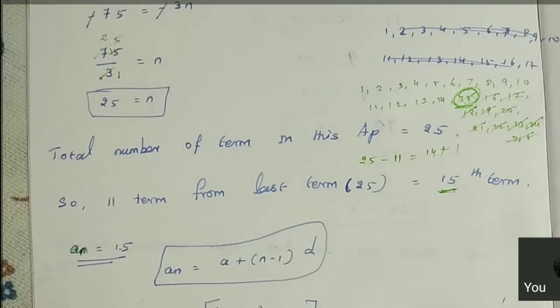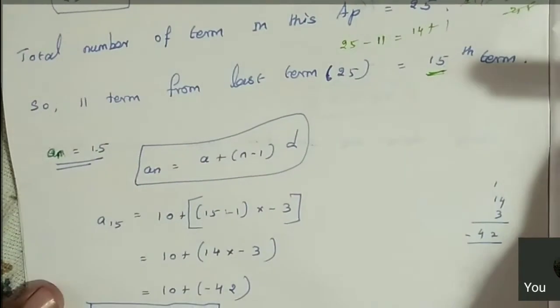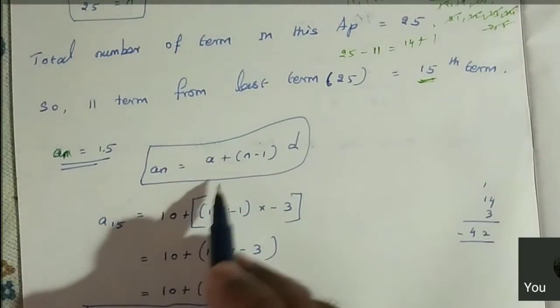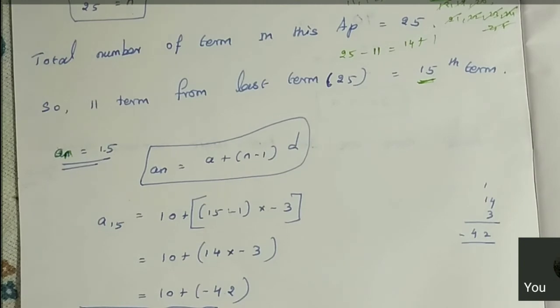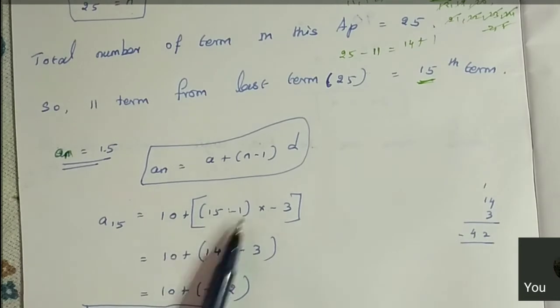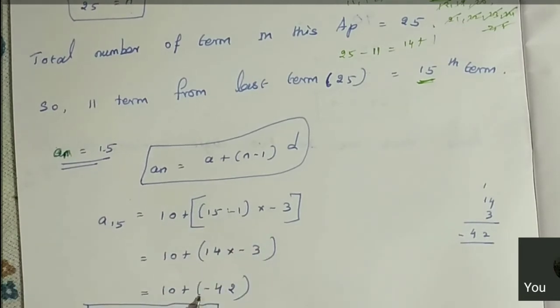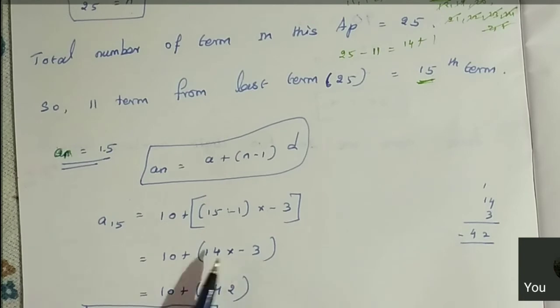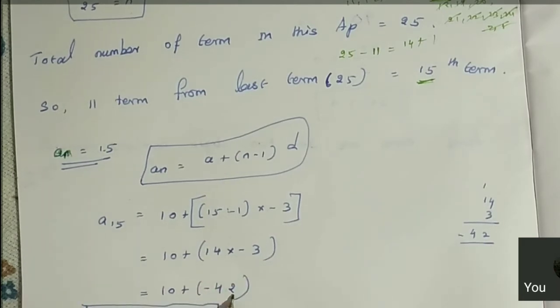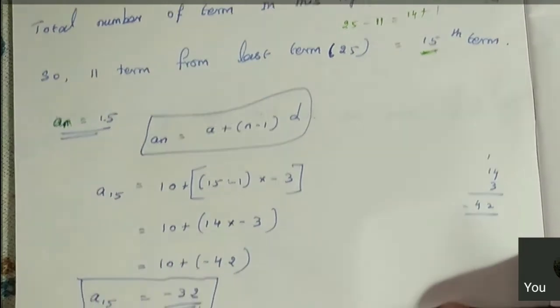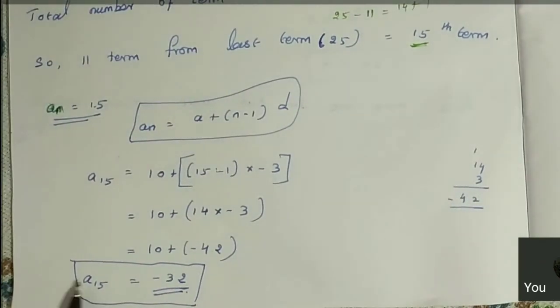So a15 is equal to a plus 15 minus 1 into d, that is minus 3. Then 10 plus 14 into minus 3. Now you can multiply. 4 3s are 12, remaining 2, remaining 1, so 42. So minus 42. Now 10 minus 42 is minus 32. So the 15th term is minus 32.